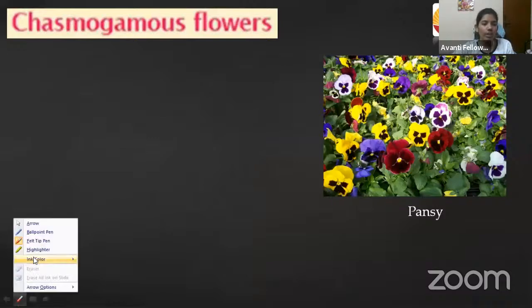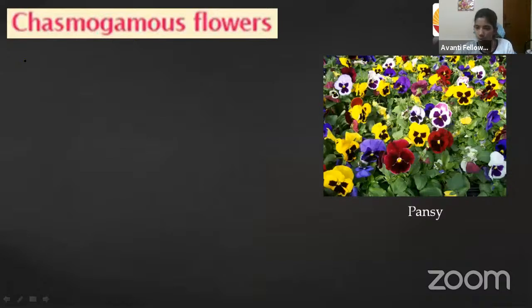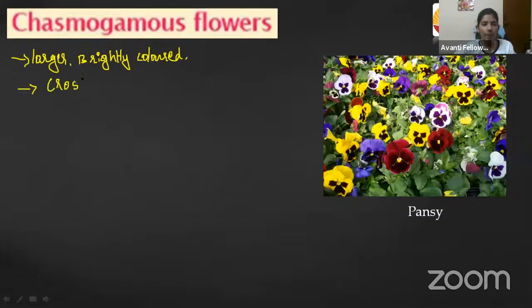So first one is the chasmogamous flowers. Chasmogamous flowers means what? The flowers which are larger, brightly colored and having exposed anther and stigma. Why have the flowers been modified like this? Because to encourage cross-pollination. They always increase cross-pollination. That kind of flowers we call chasmogamous flowers. They are larger, open flowers. They always open.